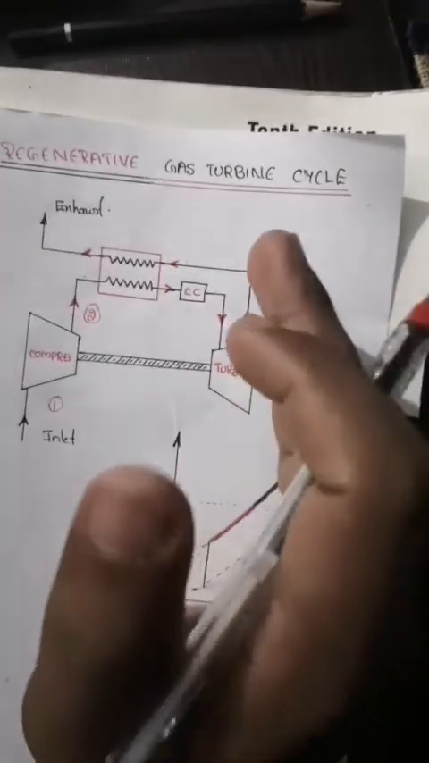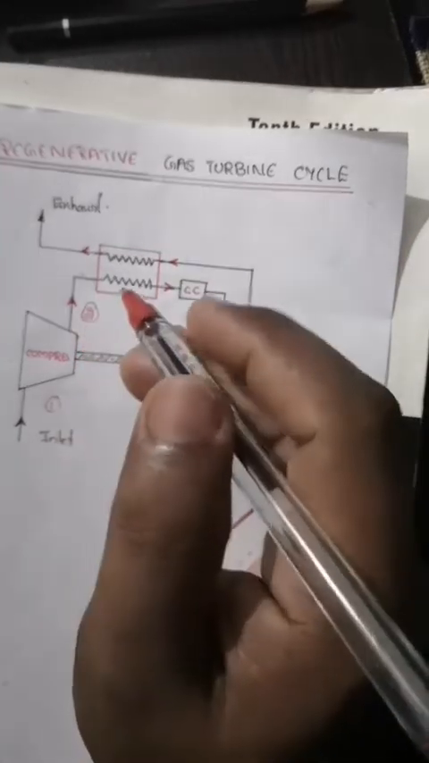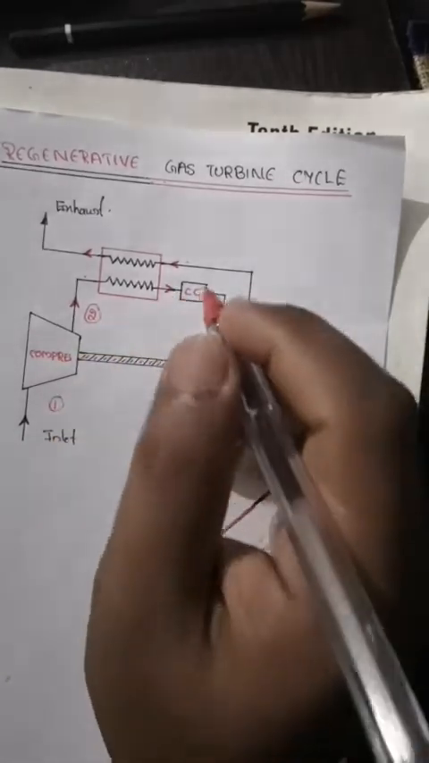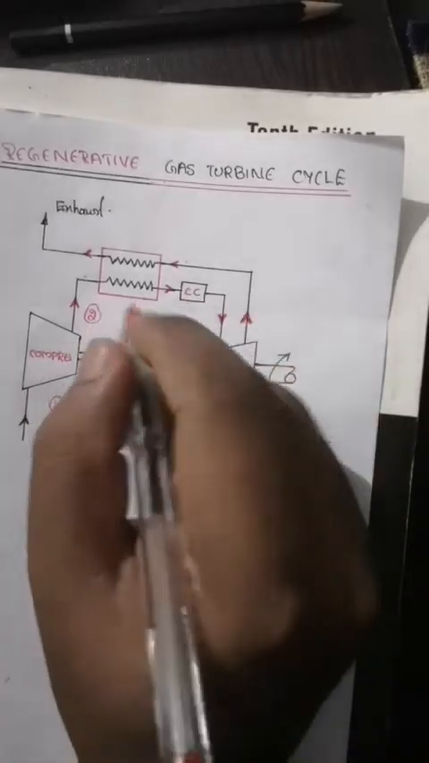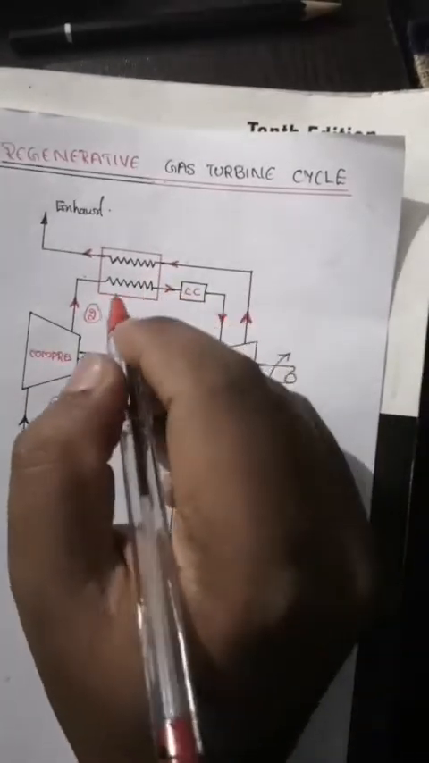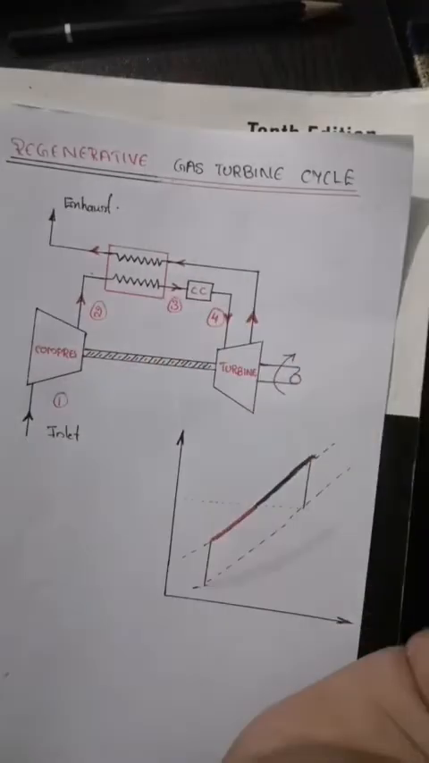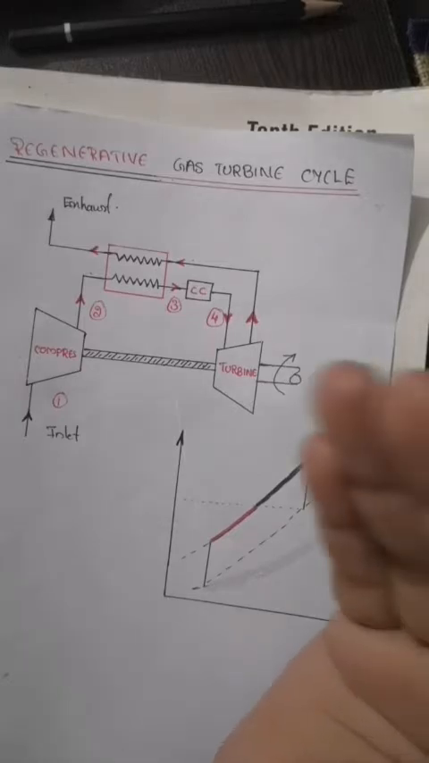After 2, there is some kind of heat exchanger where the air coming out of the compressor gets preheated, because it is not actually entering the combustion chamber. Before that, it is getting preheated from some source. I will mark the exit of that heat exchanger as point number 3, and from 3 to 4 we have the combustion chamber, that means where the fuel is ignited to add enthalpy to the compressed air.